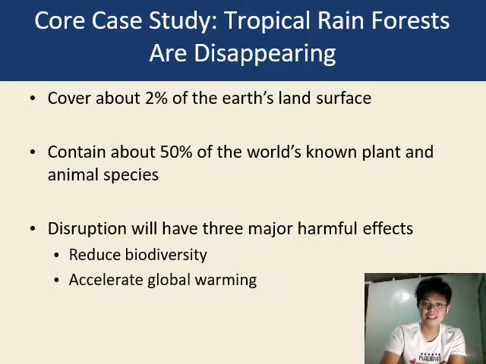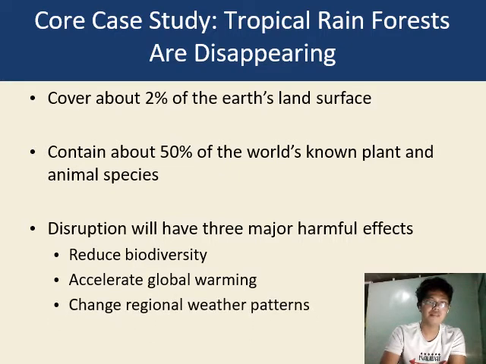Another effect is that it accelerates global warming. Why? Because when we reduce the diversity of plants in a tropical rainforest, we reduce the ability of that ecosystem to take up carbon dioxide and other greenhouse gases. Another major effect is changing regional weather patterns.